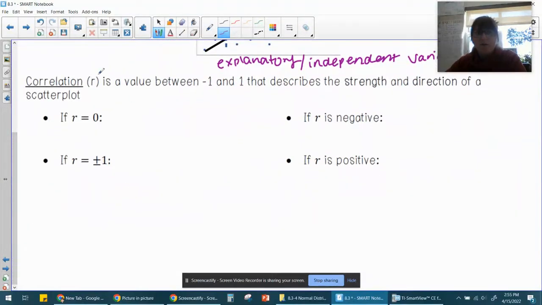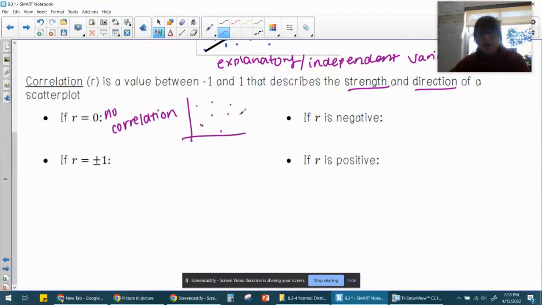Correlation, which is the variable R, describes the strength and the direction of a scatter plot. So if R equals 0, there's no correlation at all. That means that the data points would be random. There's no general trend up or down. There's just no relationship there.